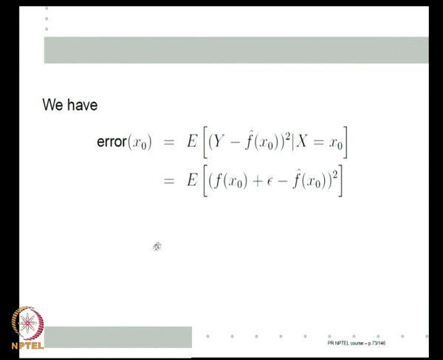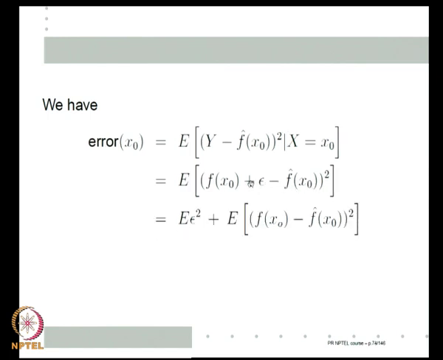Now, I get an epsilon square plus f of x naught minus f hat of x naught whole square. The cross term will go away because the cross term contains epsilon into f of x naught minus f hat of x naught. Epsilon is independent of all this, so the expected value of the product will be the expected value of epsilon times some term, and the expected value of epsilon is 0 because epsilon is zero mean noise. So, the cross term will go away because noise is zero mean and independent. When I expand the square, I only get the expected value of epsilon square and the expected value of f of x naught minus f hat of x naught whole square.